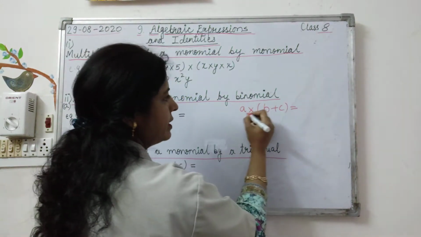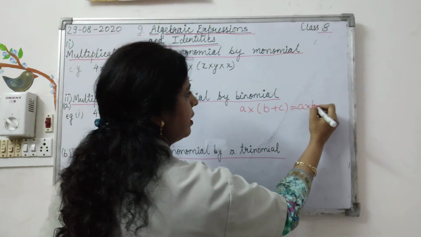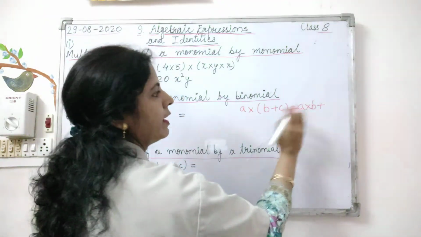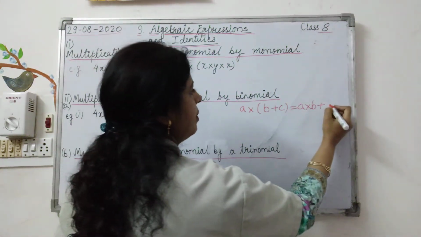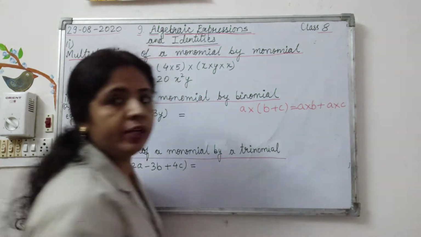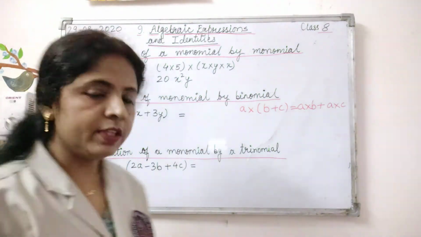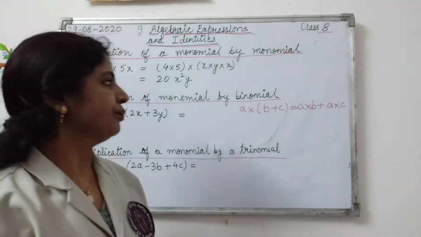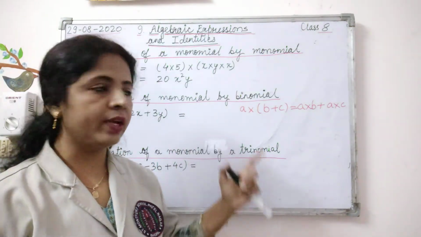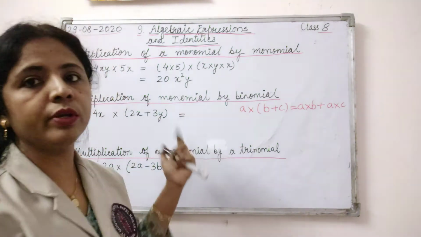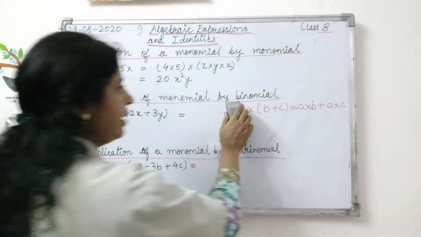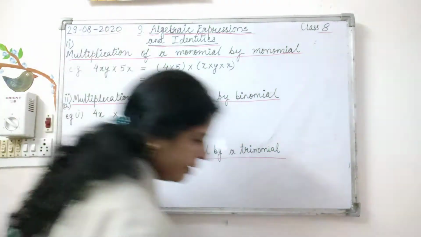What is that? a into b plus c: if plus is there we will write plus, if minus is there we will write minus. a into b plus a into c. This is your distributive property, which we had already done. In rational numbers also we had done this property, and in the previous class also you had done this distributive property. So we are going to utilize that property in multiplying a monomial by a binomial. See how we can utilize it.